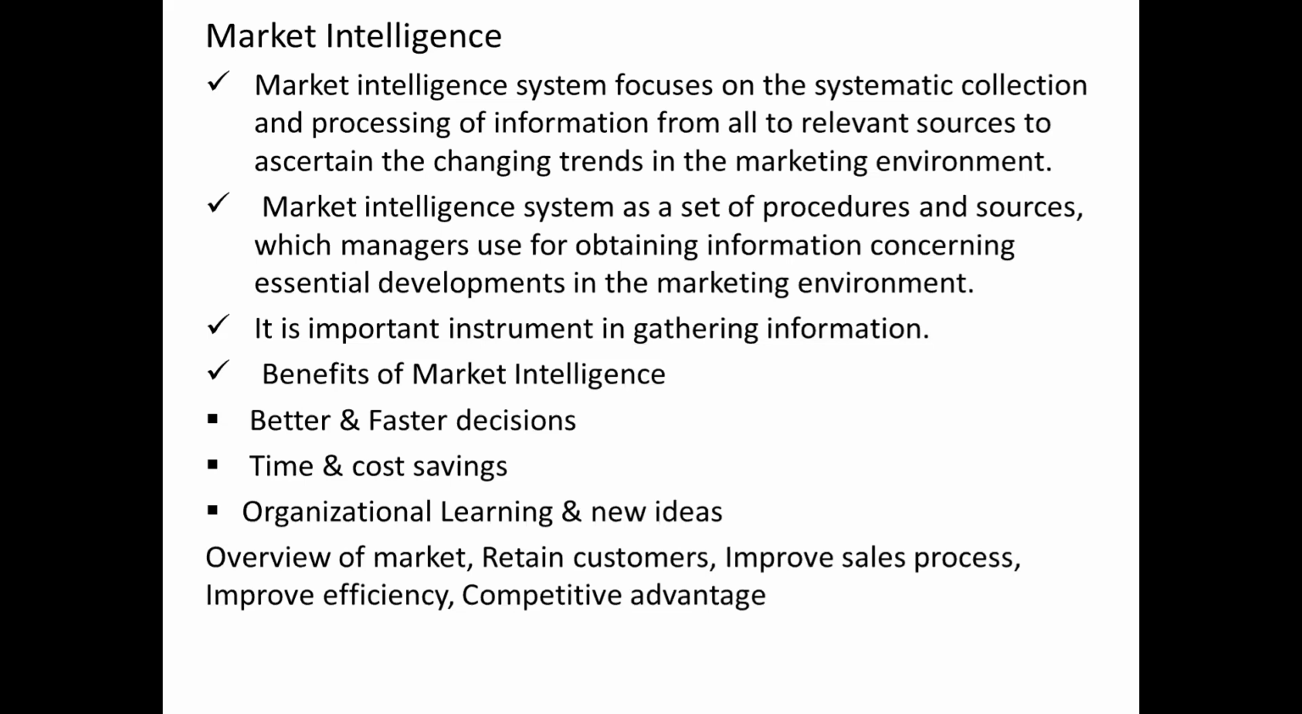Now, marketing intelligence system focuses on the systematic collection and processing of information from all relevant sources to ascertain the changing trends in the marketing environment. So here basically this definition states that it's total collection and processing of information. The information collected may be in a raw format. It has to be channelized properly. There are many sources to collect the information for the companies. Hence, they have to check the reliability of this information. So according to this reliability of the information, they need to ascertain the changing trends in the marketing environment. Here they have to compile the data as required by the organization.